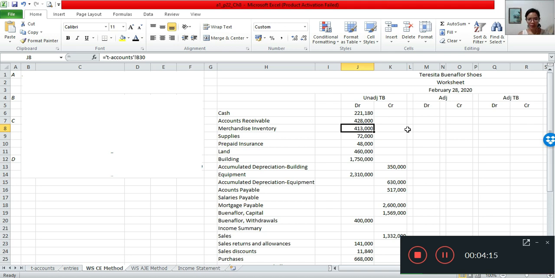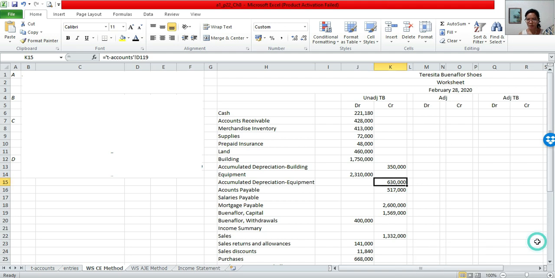Okay, and then we have supplies, of course, at 72,000, and then you have prepaid insurance at 48,000, land at 460,000, building at 1,750,000. And then you will have to the credit side, the first entry is accumulated depreciation building for 350,000, equipment for 2,310,000. Then we have accumulated depreciation equipment, and that's 630,000. Let me just minimize this button right here. And then we have accounts payable, that's 517,000, still on the credit side.